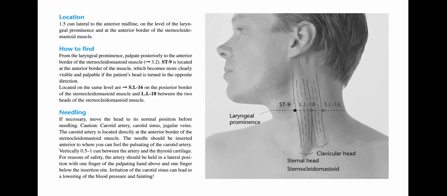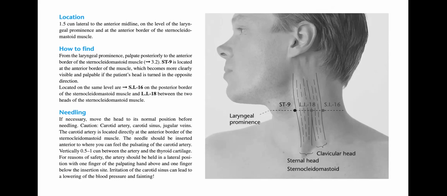Located on the same level are small intestine 16 on the posterior border of the sternocleidomastoid muscle and large intestine 18 between the two heads of the sternocleidomastoid muscle. For needling, if necessary, move the head to its normal position before needling.